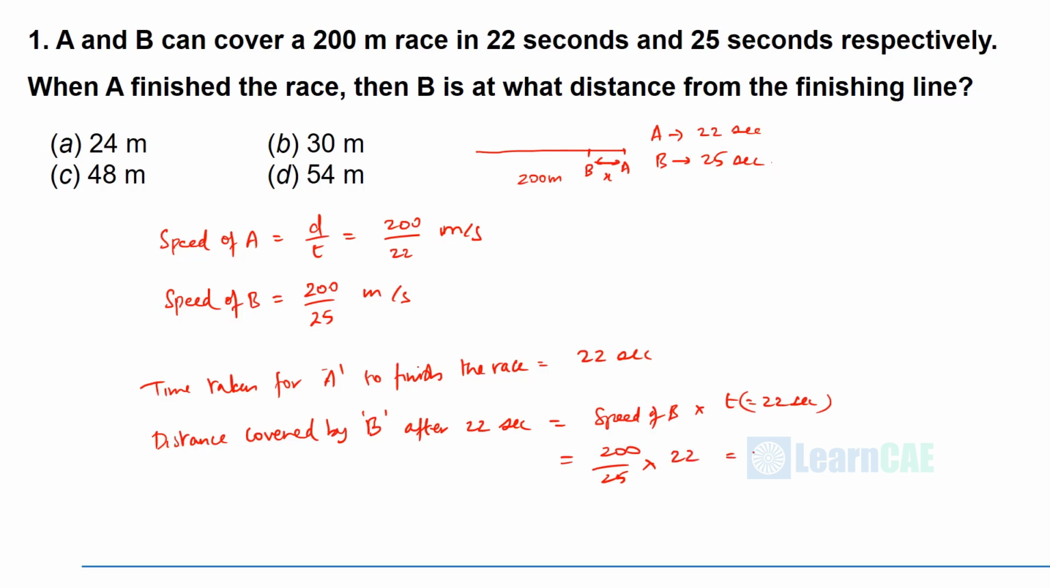This will be equal to 8 into 22, which is 176. So distance covered by B will be 176 meter. That is, when A reaches 200 meter, B will be reaching 176 meter. So the difference will be 24 meters. So B will be 24 meters behind A when A reaches the end point. So the answer is A, 24 meters.